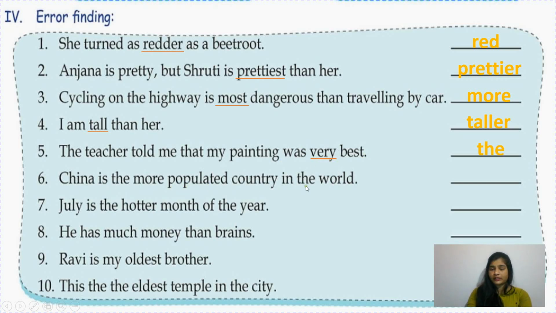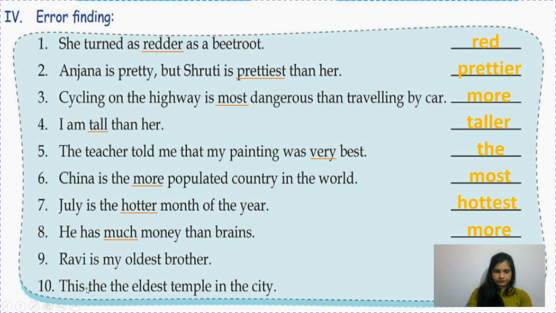China is the more populous country in the world. Children, we are talking about the world. So many countries are there. So, should we write more here? No, it will become most. July is the hotter month of the year. Children, there are 12 months in a year, we know. So, we are talking about July. It is the hottest month. We use superlative degree. He has much money than beans. Children, it is wrong. You have to underline much and please write more, because here you can see it is comparative degree, and in comparative degree we use more.